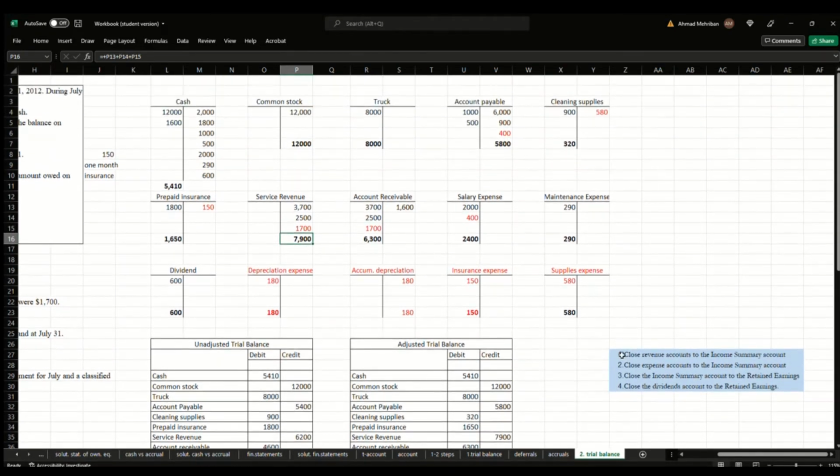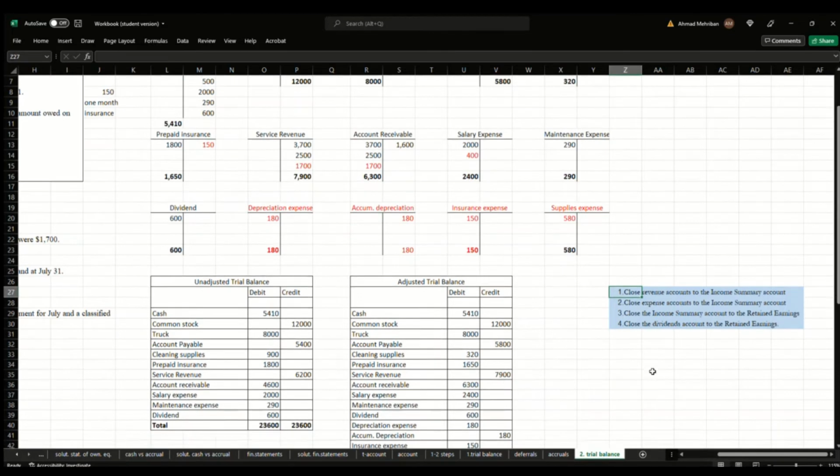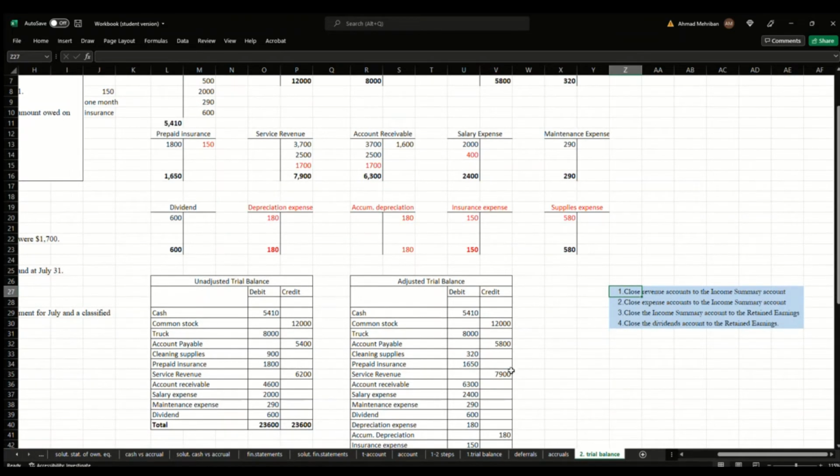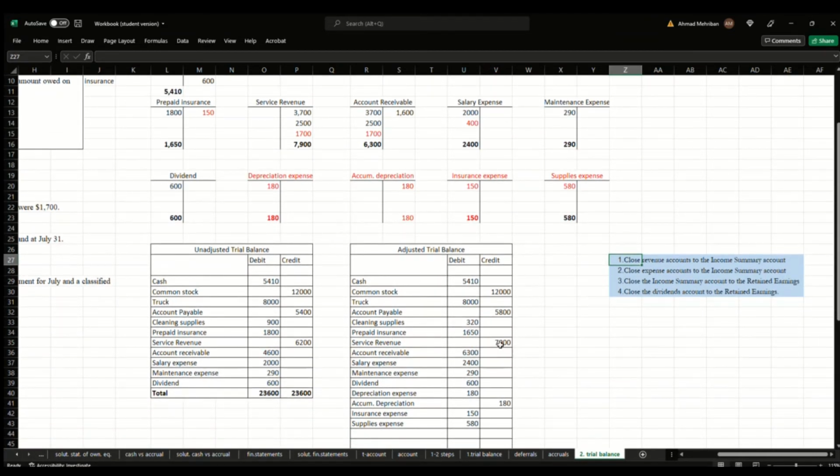Now, the very first step says, please close revenue accounts to the income summary. Now, the revenue account, we can watch it here as well. So this is our revenue account. Let me just change the color to a light blue so you can see it.